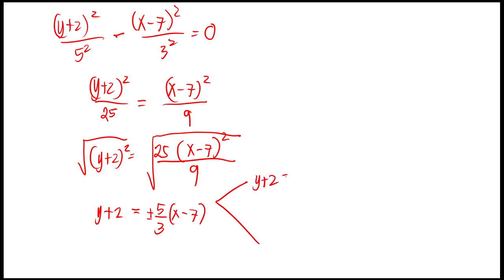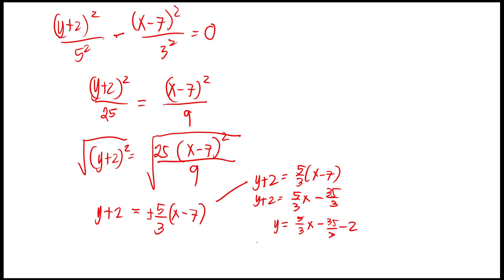Unahin natin yung plus. So, y plus 2 equals 5 over 3 times x minus 7. Distribute 5 thirds, so y plus 2 equals 5 thirds x minus 35 all over 3. Transpose ko po si positive 2, minus 2. Y equals 5 thirds x, simplify na lang, negative 35 all over 3 minus 2 is negative 41 all over 3. Ayan. Yan yung isang asymptote.